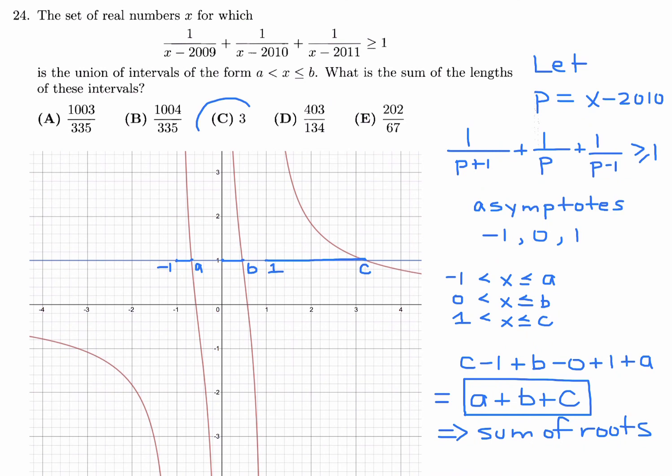And you'll notice what's interesting about this is that even though we made the substitution, it did not affect the sum of the lengths of the intervals. And I think that substitution obviously makes the mathematics a lot easier. And if you get the same answer using it, then it's definitely worth making that substitution. So number 24, the answer is C.